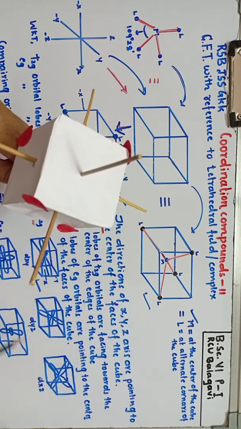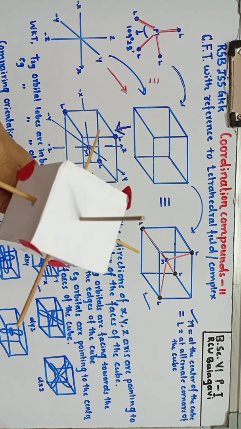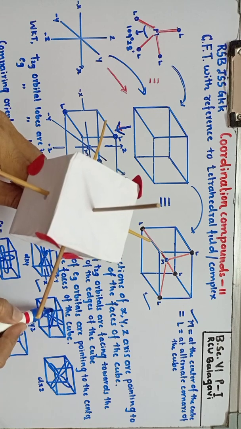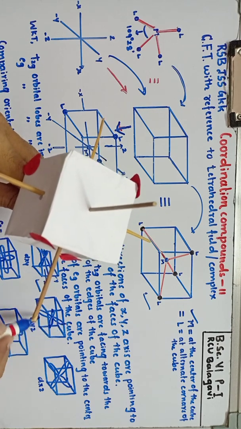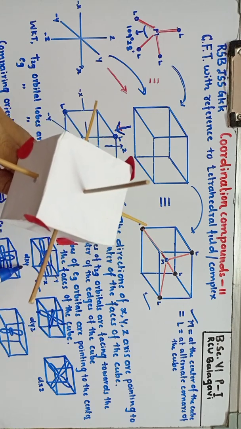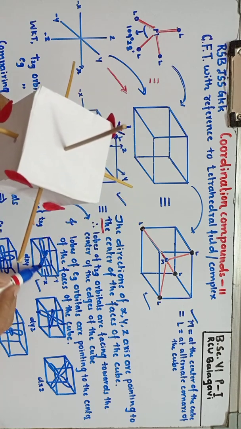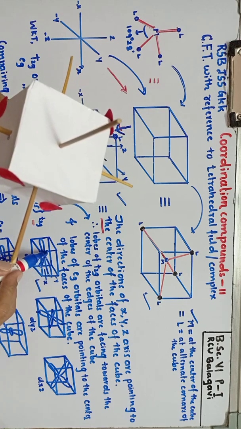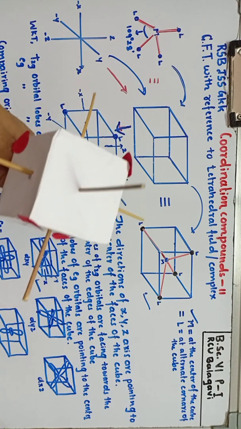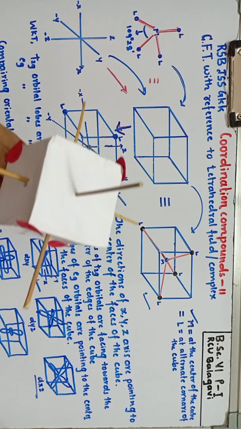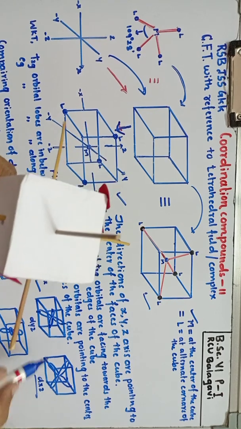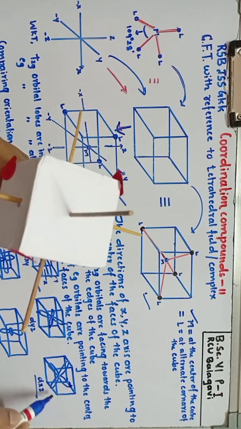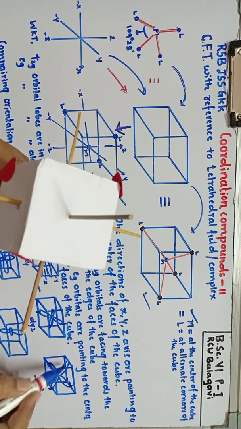Okay, it looks like this one. So that means dxy orbital lobes are exactly touching the edges of the cube, exactly passing through the center of the edge of this cube. Similarly, if you consider dxz orbital, they are going to exactly point towards, or exactly pass through, the center of the edges of the cube in this fashion.